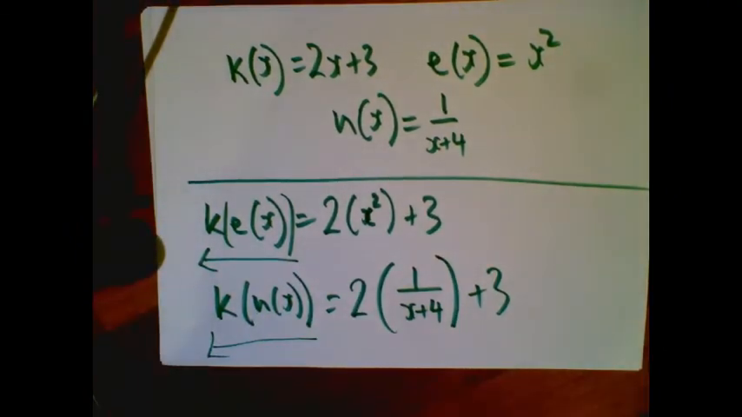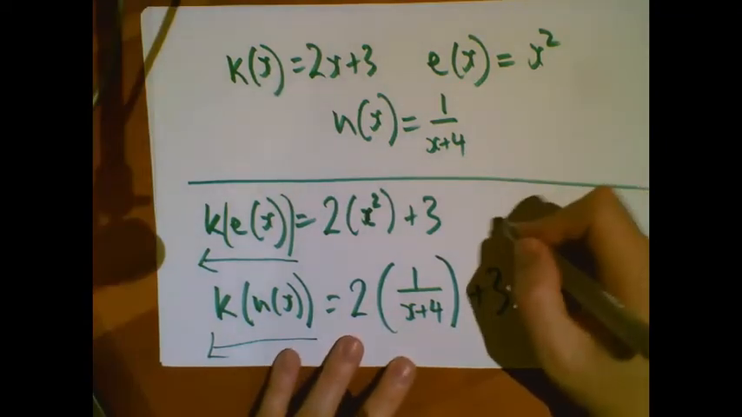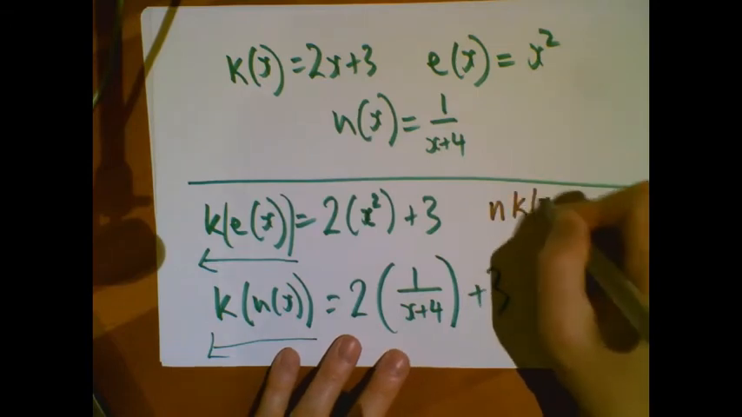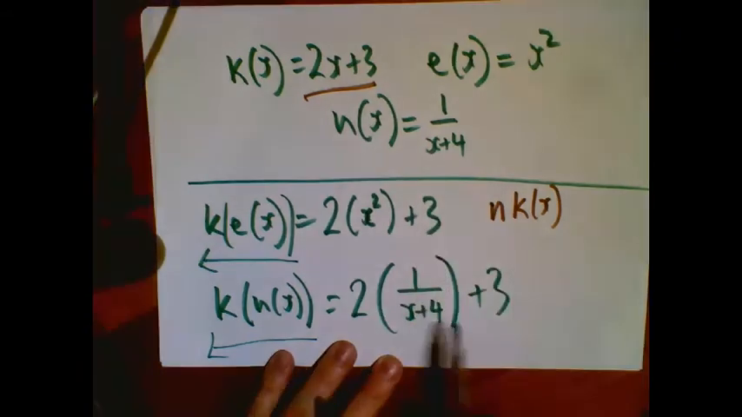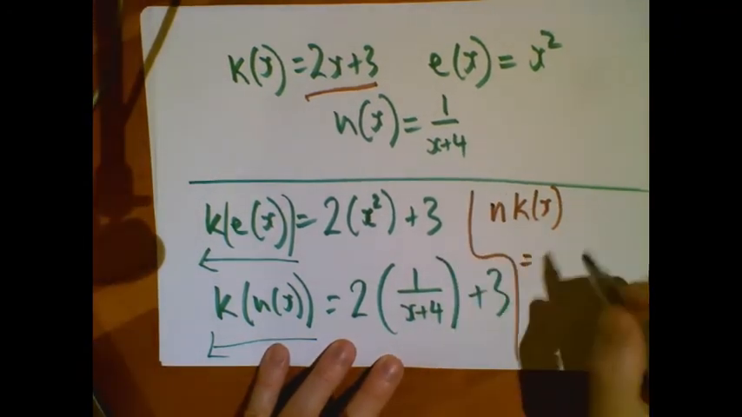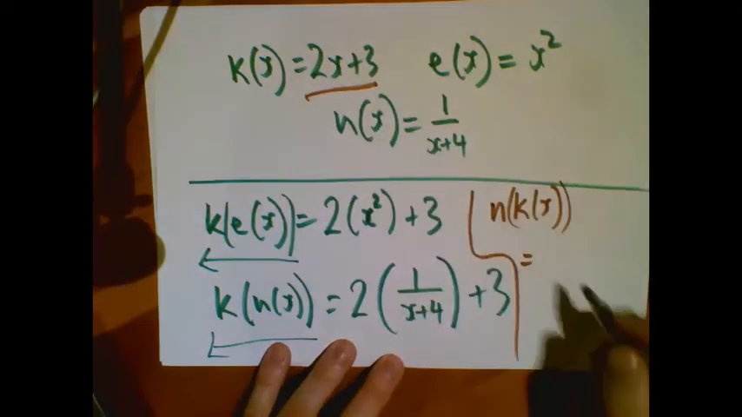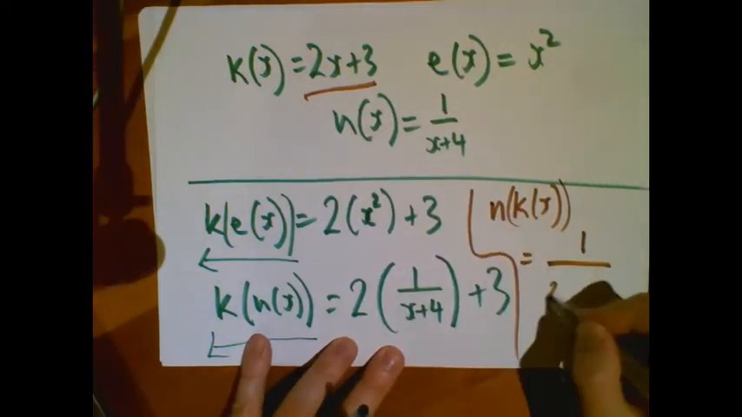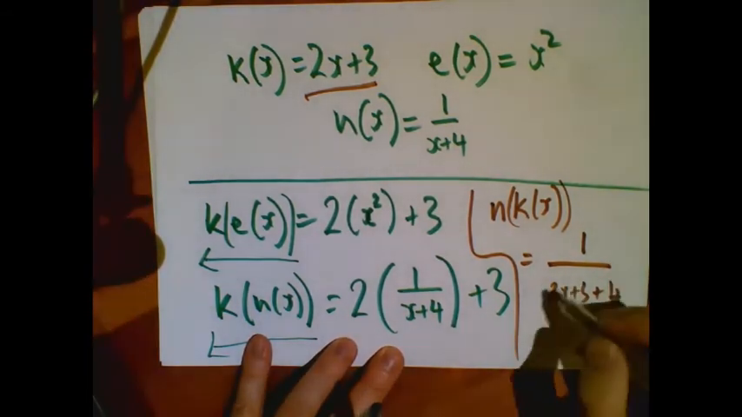It would be the other way around if I wanted to find out what, let's say, n of k of x would be. That would be taking the expression k of x and putting it into this function n. It would be something much more complicated. So I'm taking my k of x, this whole thing here, and putting it where the x is. So I get 1 over (2x plus 3) plus an extra 4.